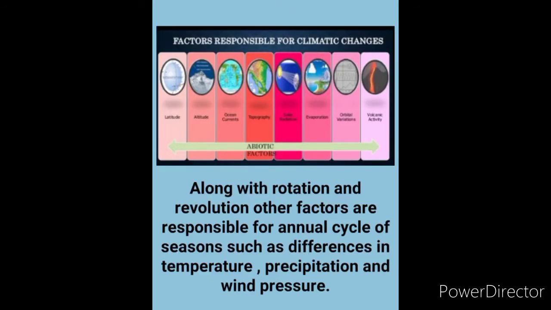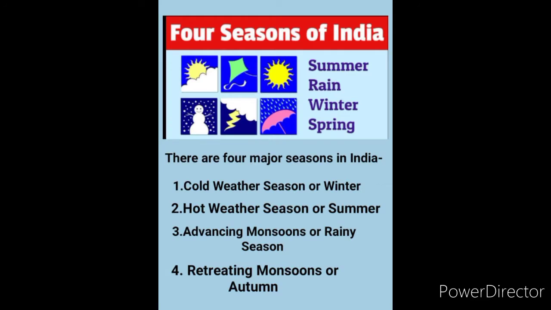Along with rotation and revolution, other factors are responsible for the annual cycle of seasons, such as differences in temperature, precipitation, and wind pressure. There are 4 major seasons in India: cold weather season or winter, hot weather season or summer, advancing monsoons or rainy season, and retreating monsoons or autumn. So let's understand and read the features of each one by one.